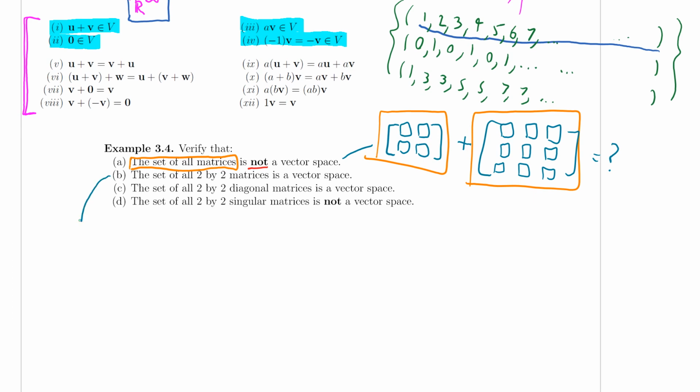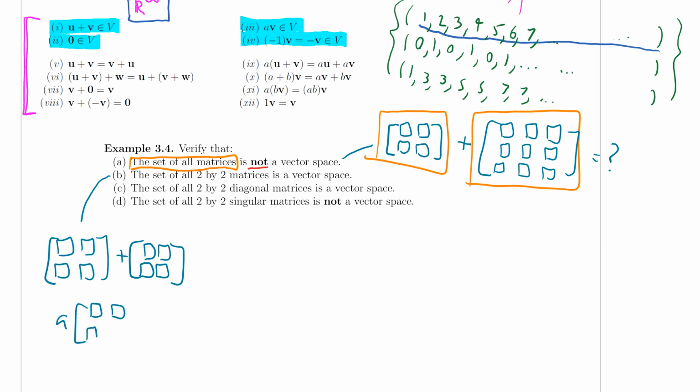Let's look at my part B. The set of all 2 by 2 matrices is a vector space. Well, this should be pretty easy to see. If I now have just the 2 by 2 matrix, then I can add them, no problem. I can also multiply a 2 by 2 matrix with a number, and I also get another 2 by 2 matrix.